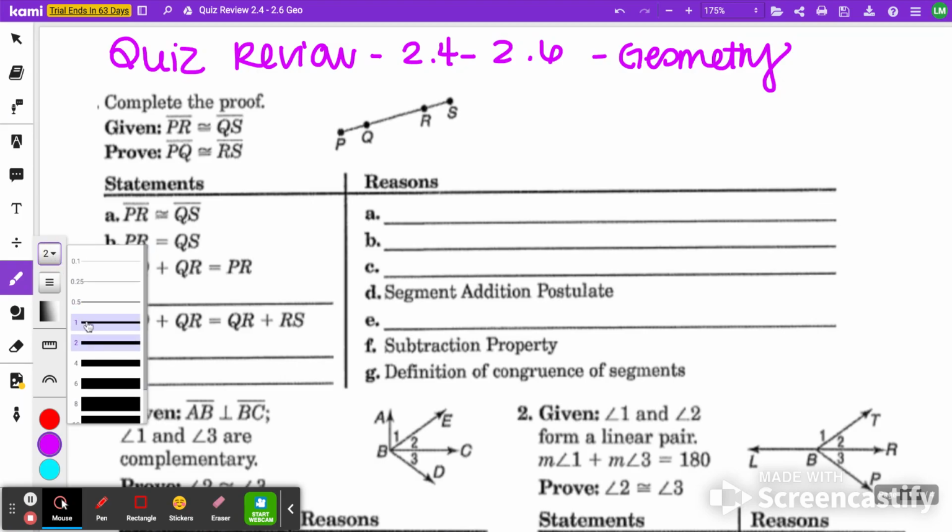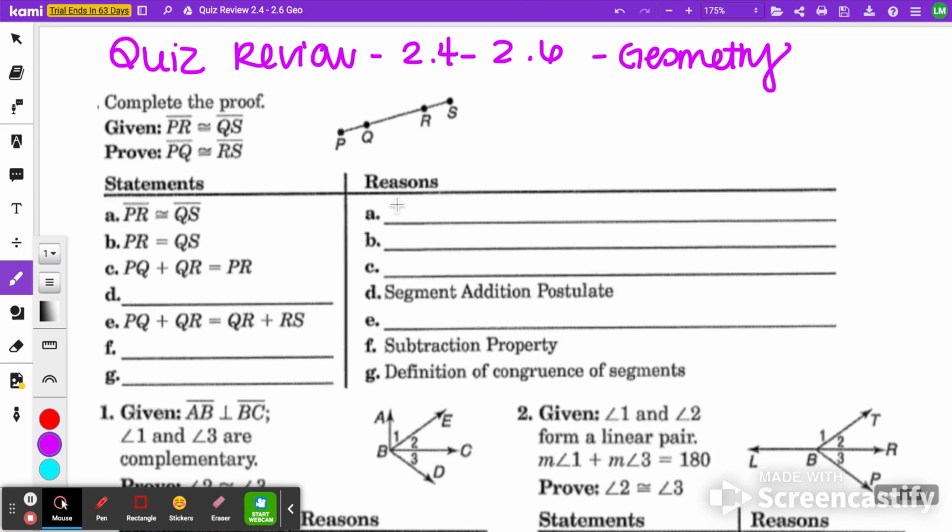Today what we're going to talk about is your quiz review for lessons 2.4 through 2.6. So hopefully you've had a chance to try these questions. Let's go ahead and get going. The first proof we're looking at is PR is congruent to QS is our given. And what we want to figure out is how could PQ be equivalent to RS? Let's go ahead and talk about it.